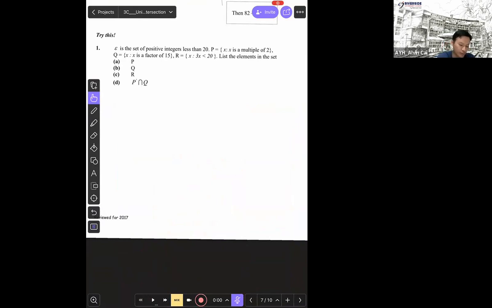Okay, so question one for this part. Okay, we will be breaking down all the numbers first. So we must read: E is a set of positive integers less than 20. So for positive integers, we must remember that it starts from 1 all the way to less than 20, which means don't include the 20 itself. Okay, so the universal set will be this.